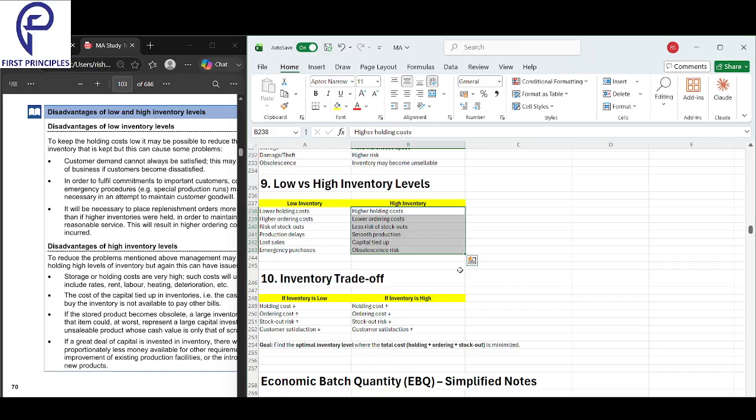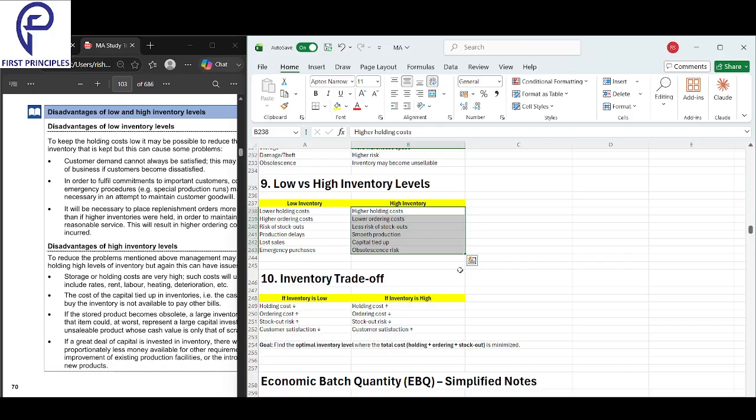What about high inventory? If you have high inventory, there is high holding cost, because you have a lot of goods and you have to hold all of it. There is low ordering cost, because you have ordered a lot in one go and you're keeping a lot with you. So you won't need to order inventory regularly.